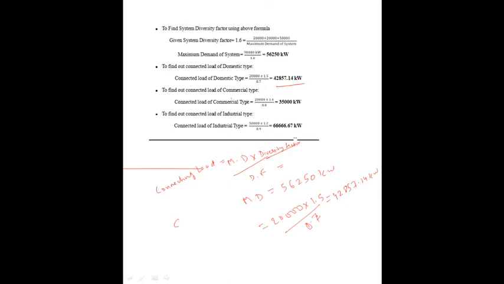Similarly, you can find out for commercial type and industrial type. For commercial type, answer will come around 35,000 kilowatt, and for industrial type it will come around 66,666.67 kilowatt.